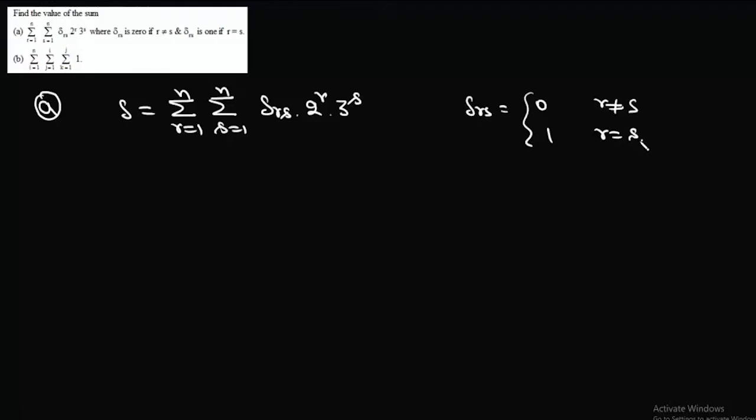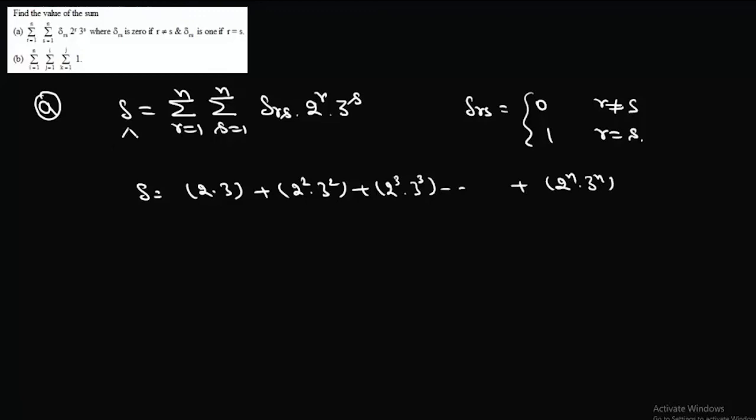Though it's a double summation problem, the problem is very simple. When r and s are different, this entire term will be 0. So we'll only have non-zero terms when r equals s. That means when r is 1 and s is 1, it will be 2 into 3. When r is 2, s is 2, there will be 2 square into 3 square, 2 cube into 3 cube, and continue up to 2 to the power n into 3 to the power n.